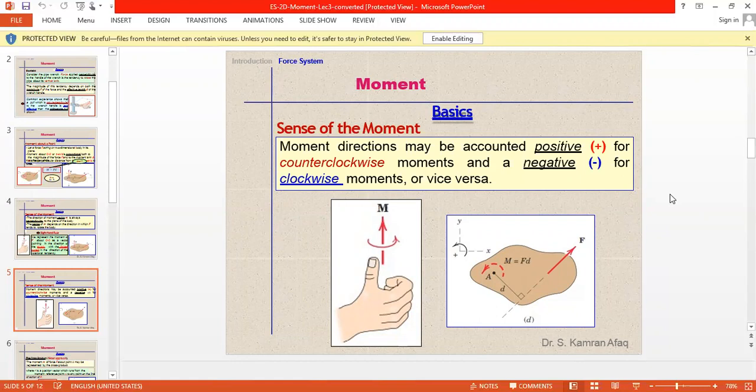What is clockwise and counterclockwise? For example, imagine the direction of a clock, like 12, 1, 2, 3, 4. This is clockwise movement, and in the reverse direction, like 12 to 11, 11 to 10, this is counterclockwise.